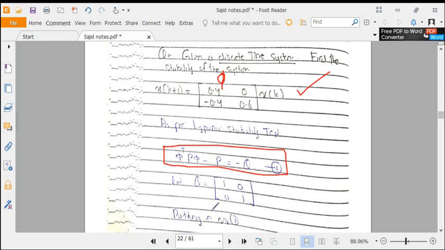So here in this equation, phi transpose would be the transpose of this matrix, p phi, phi would again be this matrix, minus p equals minus q. Now here, this p is a positive definite and symmetric matrix.